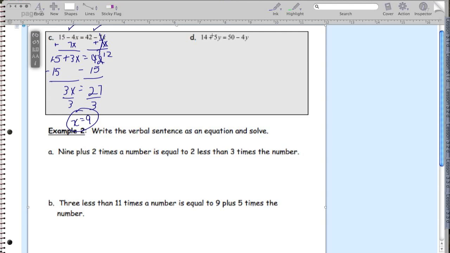In letter D, left side simplified as far as it can be, as is the right. So I'm going to add 4y to both sides. Over here I get 14 plus 9y is equal to 50. Subtract 14, subtract 14. 9y is equal to 36. Divide by 9, y equals 4.